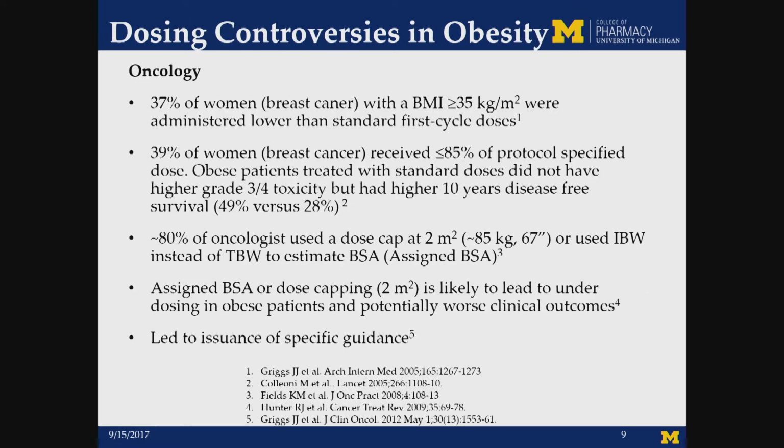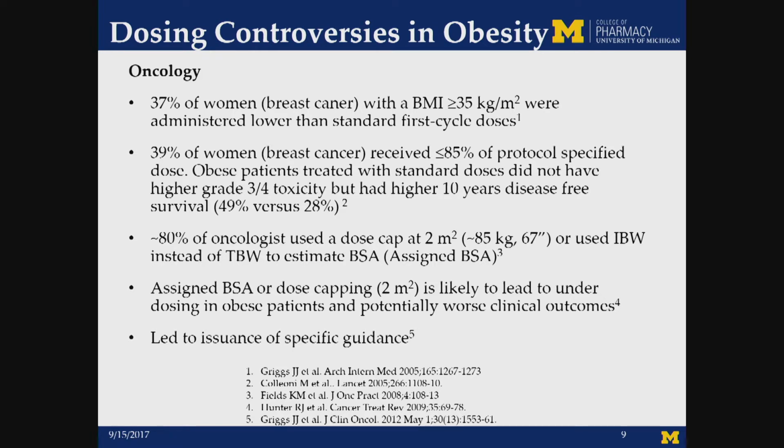This dosing controversy has also been seen in oncology despite body mass index dosing. A study by Griggs and colleagues showed that 37% of women with a body mass index over 35 kilograms per meter squared received lower than standard first cycle doses. Obese patients were also seen to have lower risks of grade 3 and 4 toxicities despite using higher doses. And this in part may be related to underdosing these individuals.